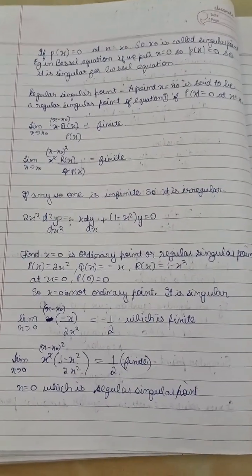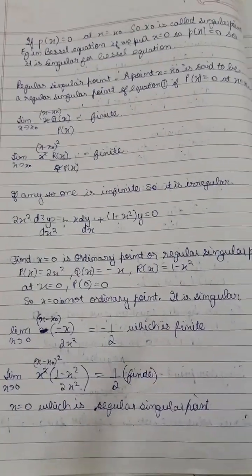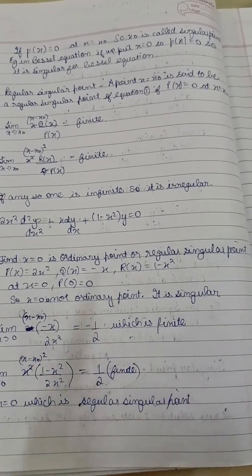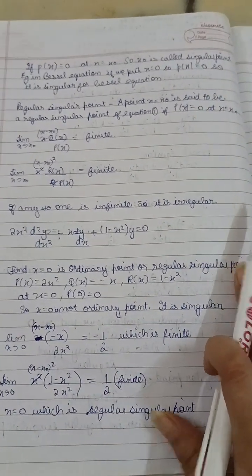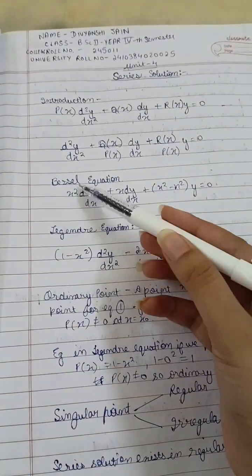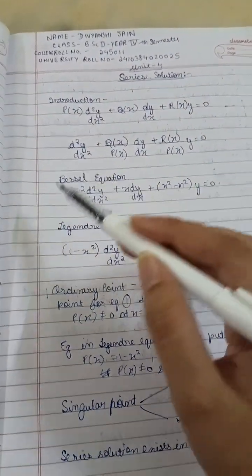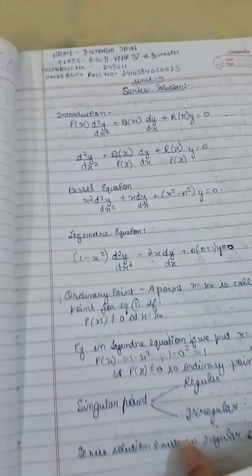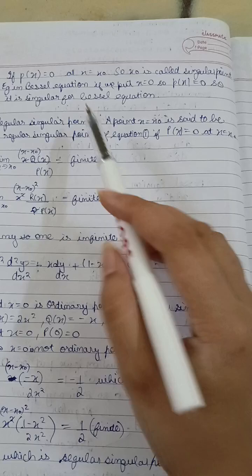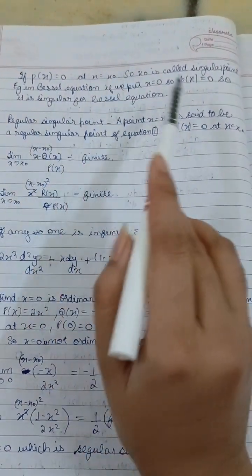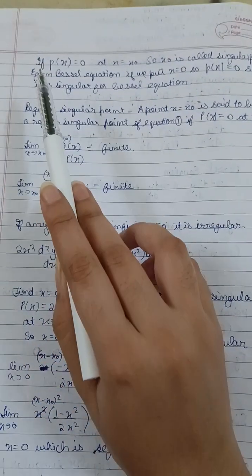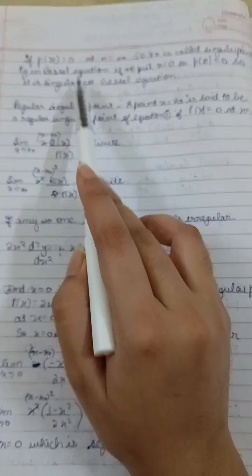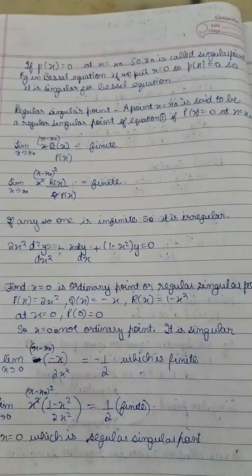Now, if p(x) = 0 at x = x0, then x0 is called the singular point. Example, in Bessel equation, x² d²y/dx². In this, if we put 0 here, p(x) will be 0. So that means x = 0 will be called the singular point in this case, as we are getting p(x) = 0 in the Bessel equation.